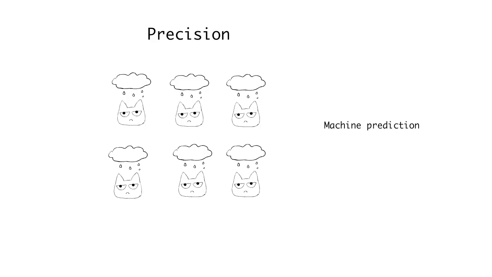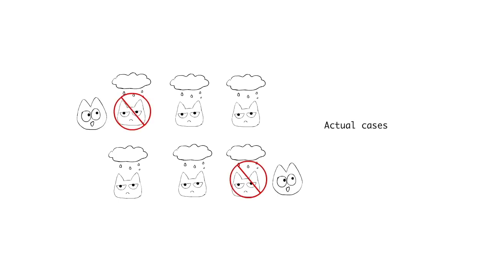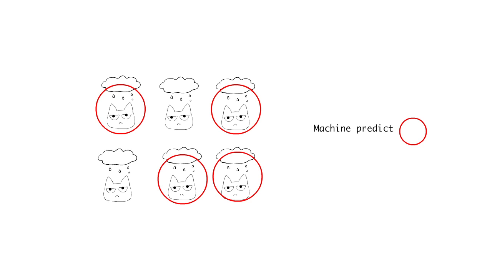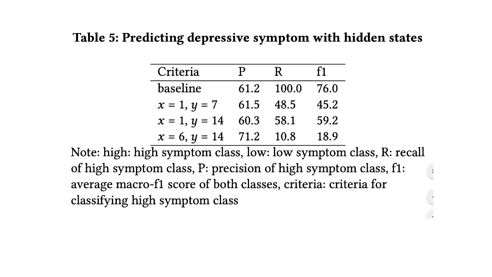Precision tells us among all the people predicted to have high symptom level, how many of them actually have it? Recall tells us that among all the people that have high symptom level, how many of them are predicted accurately? This is a result of our prediction model. If we assume high symptom users have one high symptom state in the past week, this is a result. If we assume high symptom users have 6 high symptom states in the past 2 weeks, this is a result.